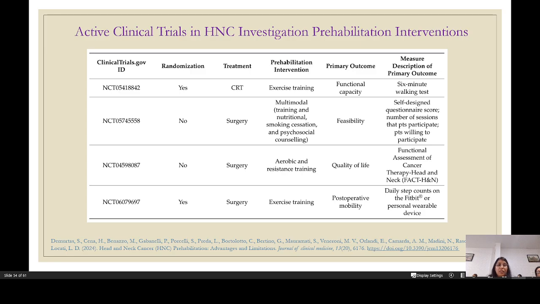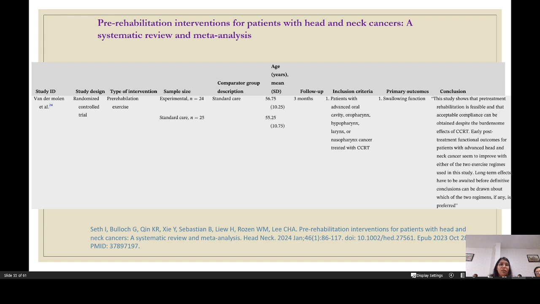Last one is the NCT 06079697. They included the treatment surgery, and the rehabilitation likewise included exercise training. Outcome was the post-operative mobility, daily step count on the Fitbit or a personal wearable device. These are the studies which were included in the meta-analysis.